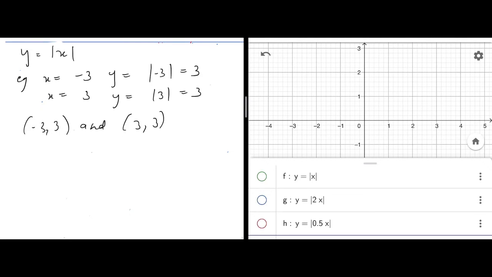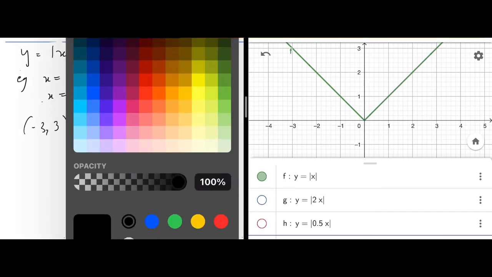Hence, if you try to plot the graph it will be something like this. It will be a V-shaped graph. Y will not have any negative values, y will have all the positive values, and x will have both positive and negative values. Now, if we try to plot the graph of y is equal to 2 times x, let us see how the graph looks.